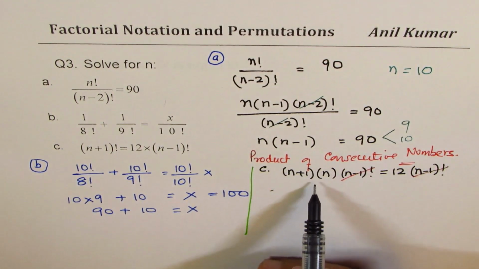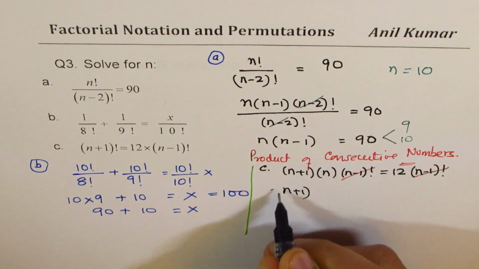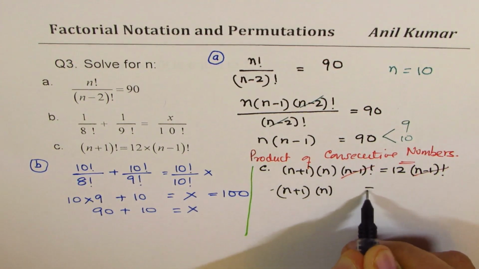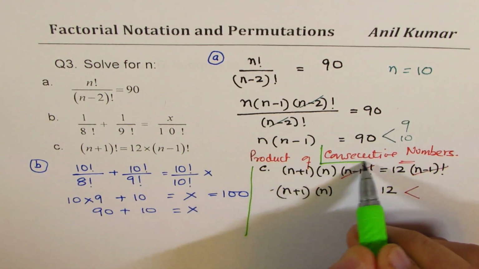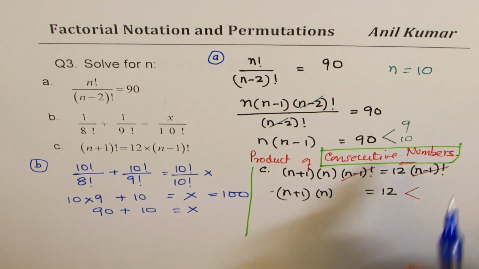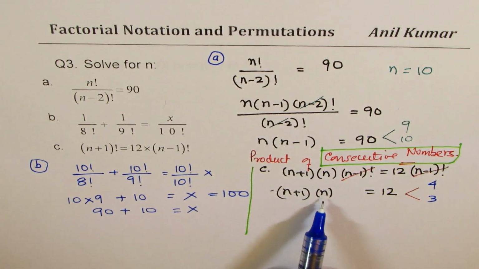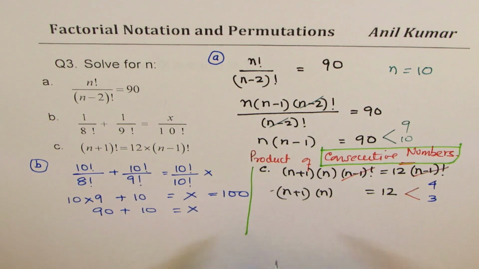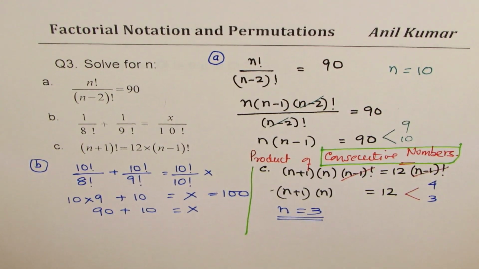What you're left with, again, is a quadratic equation which says n plus 1 times n is equal to 12. You have to figure out two numbers. We are looking again for consecutive numbers. Remember this portion, right? Consecutive numbers which are going to give you 12. The numbers are 4 and 3, correct? So in this case, n is the smaller number, and n plus 1 is the bigger number. So our answer is n equals 3. Perfect. So that is the solution.